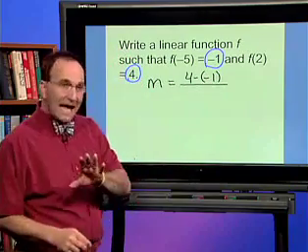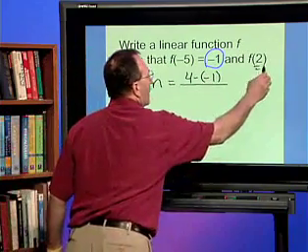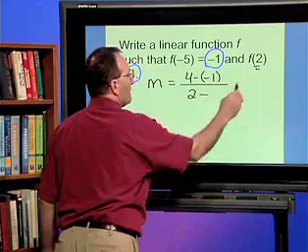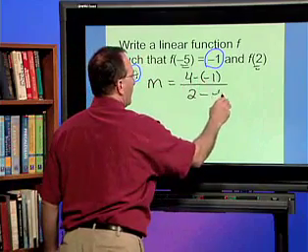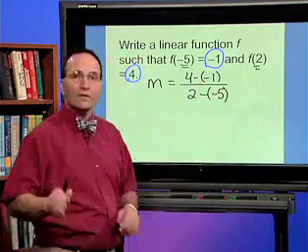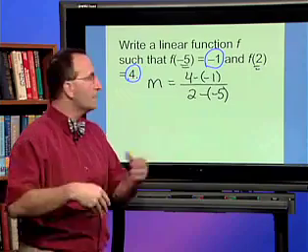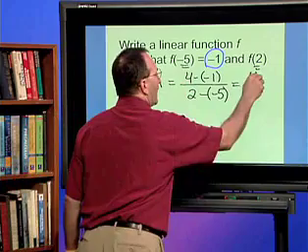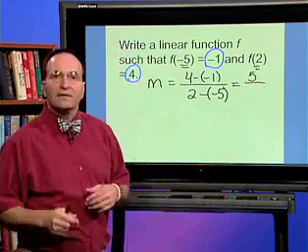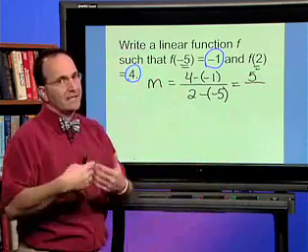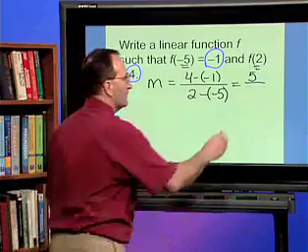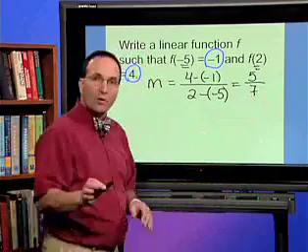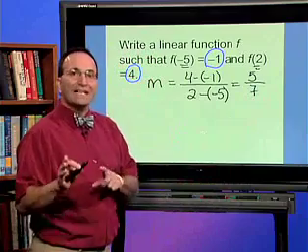And then the x values are going to be 2 minus -5. So on the top, we have 4 minus a -1. The two negatives become positive. 4 plus 1 is 5. And then on the bottom, we have 2 minus a -5. Again, double negatives positive. 2 plus 5 is 7. So the slope of this particular line is 5/7.